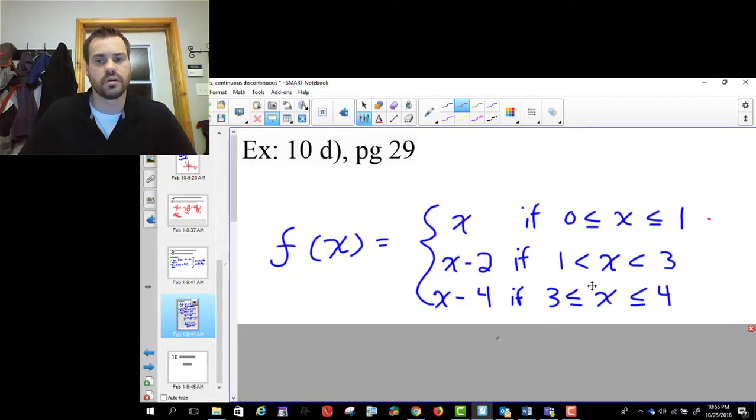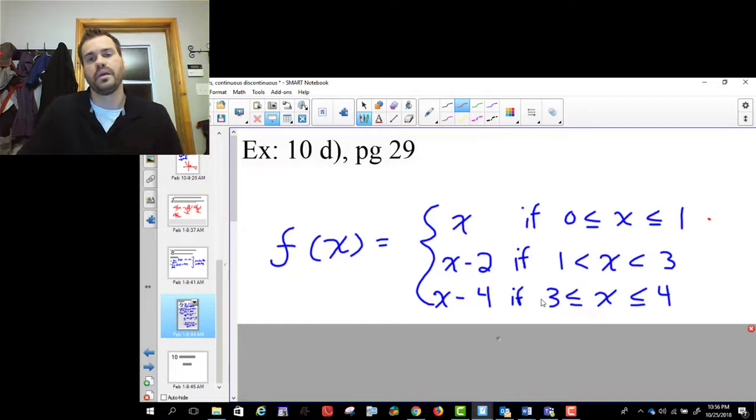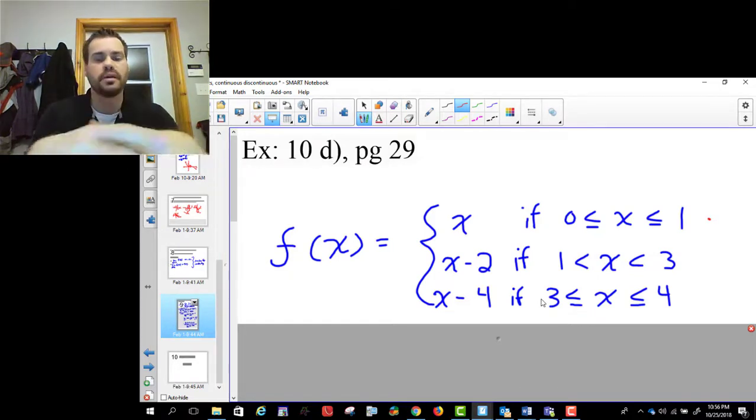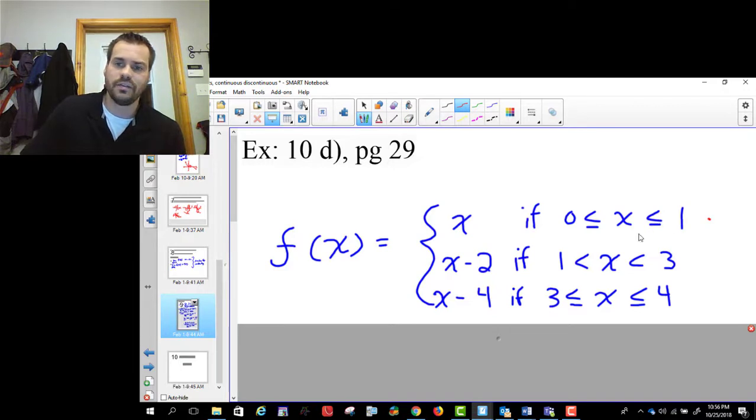But you'll notice there are two places where it switches function. So in other words, it switches from being x to x minus 2 at 1. And it switches from being x minus 2 to x minus 4 at 3. And those two places are possible discontinuities. Because inside each domain, we have continuous functions. We have lines, right? We have x minus 2, and x minus 4. They're all linear. And lines are continuous. So we just have to say, if it's going to be discontinuous, it's going to happen here, where it jumps from x to x minus 2, or it's going to happen here.